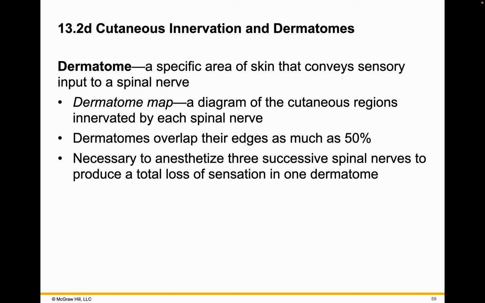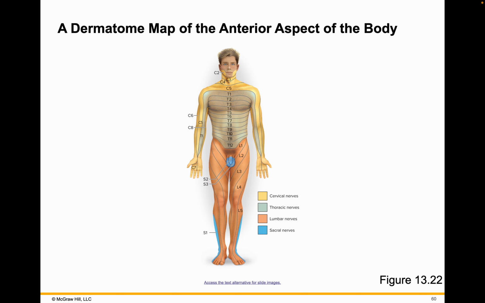A dermatome is a specific area of the skin that conveys sensory information to a spinal nerve. So we have dermatome maps, a diagram of the cutaneous regions innervated by each spinal nerve. Dermatomes can overlap their edges by as much as 50%. It's necessary to anesthetize 3 successive spinal nerves to produce a total loss of sensation in one dermatome. And here is one of the dermatome maps, the front of the body.